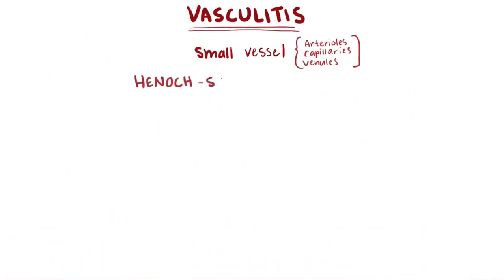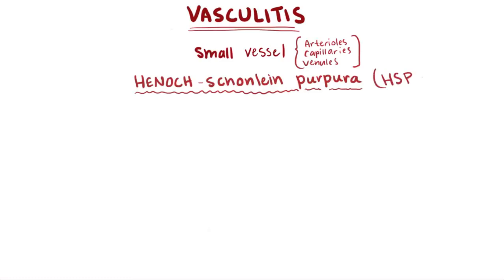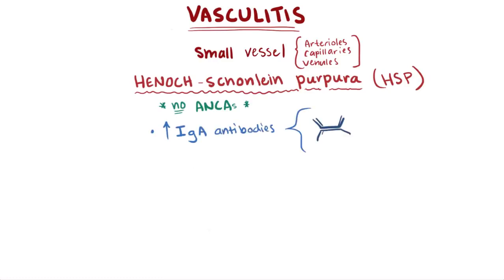Next up is Henoch-Schönlein purpura. Now, unlike other small vessel vasculitis diseases we've talked about, Henoch-Schönlein purpura, shortened to HSP, doesn't involve ANCAs. Instead, we find elevated levels of the IgA antibodies floating around in the blood. Now, IgA is an awesome antibody that's found in our mucosal cells, which are the cells that are in some way exposed to the outside world. For example, the cells in our lungs or our gastrointestinal tract.